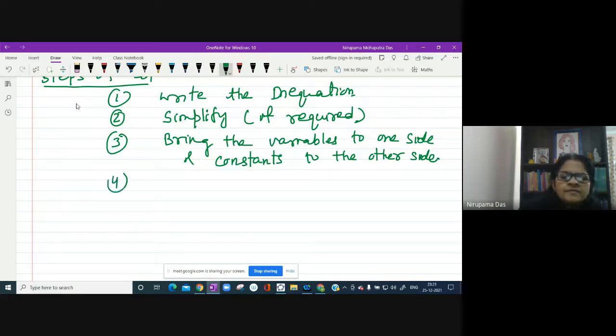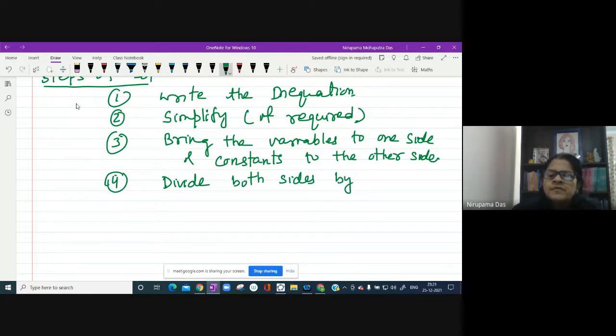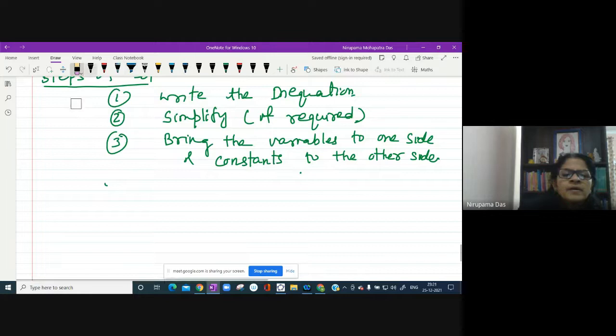So the fourth step is divide both sides by the coefficients of x. Here also, if it is required, you have to simplify. Okay, bring the variables to one side and constants to the other side. Here, let me write it, otherwise it will be incomplete. And simplify if required.